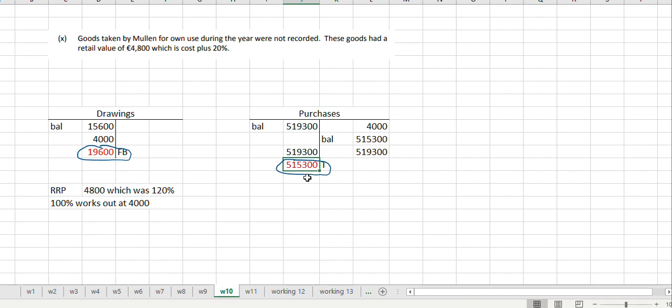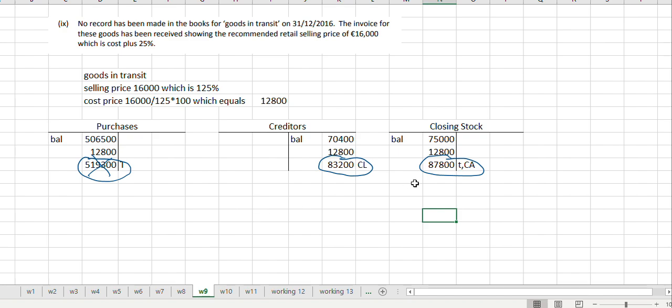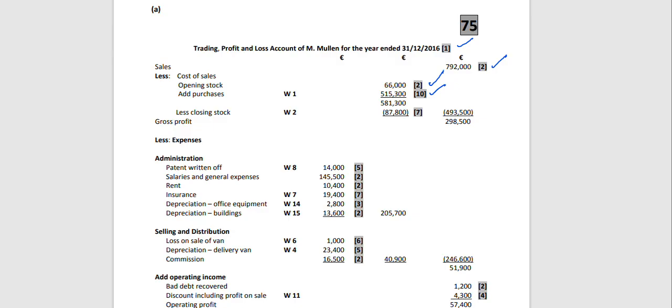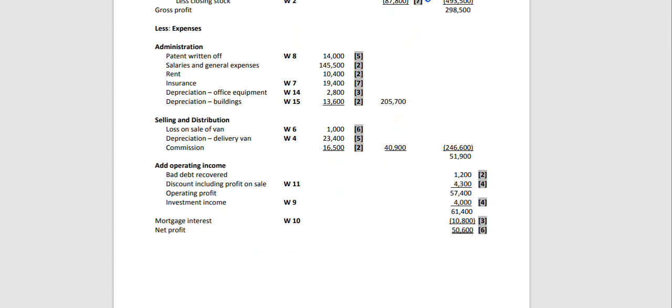If we look at our last note, 515,300. Closing stock, 87,800. The previous note, 87,800, right there. Huge marks, 10 marks for that, 7 marks for that. So the notes are extremely important, and make sure you write them out fully. Then we go down to the admin expenses and the selling and distribution. Make sure you have them separated, because there will be a mark going for the headings, or a mark lost if you don't put in the headings.